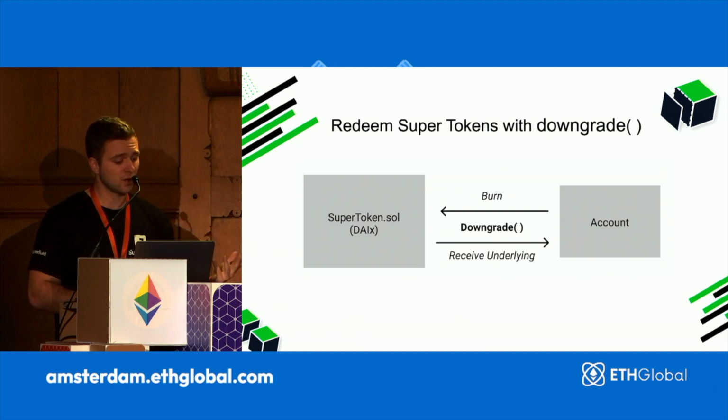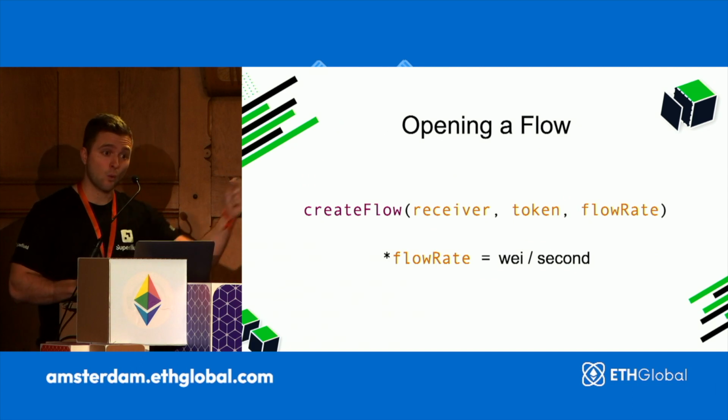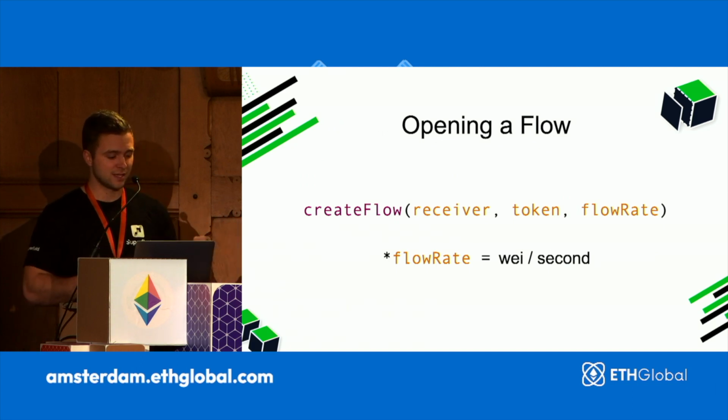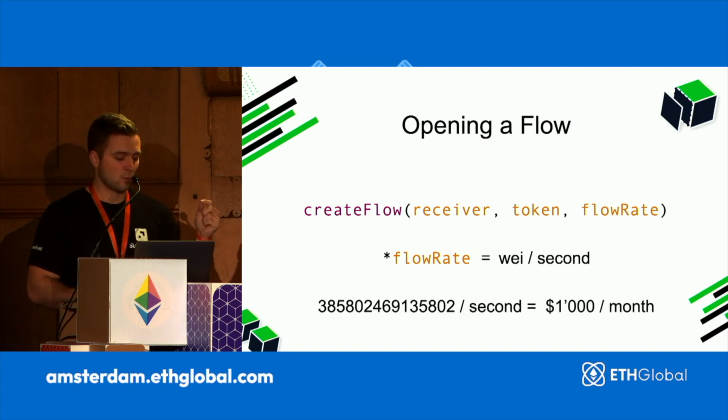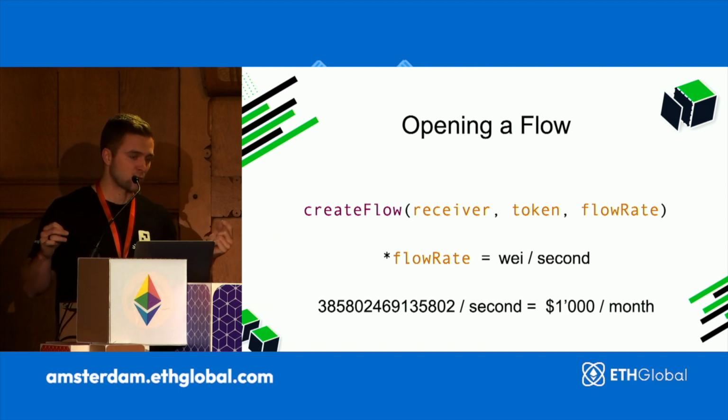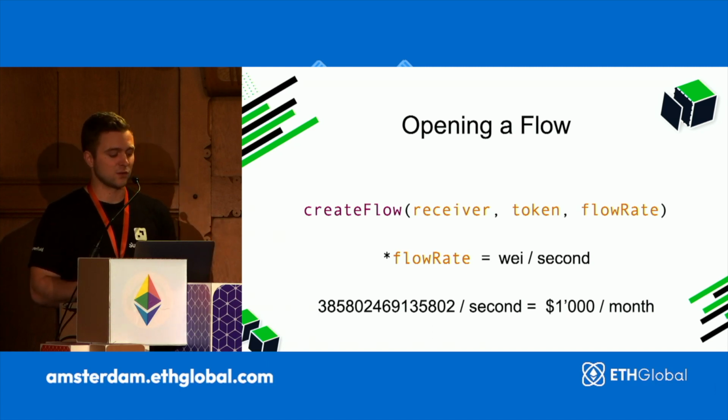In terms of opening a flow, that's also pretty simple and straightforward. Using our SDK or our Solidity helper libraries, it's literally this simple, right? It's one line of code. You hit create flow, pass in a receiver, a token, and a flow rate. And the flow rate is the number of wei you want to send per second. So for example, $1,000 per month, or 1,000 tokens per month, is going to look like that. It's going to be a big, long number because it's in wei.